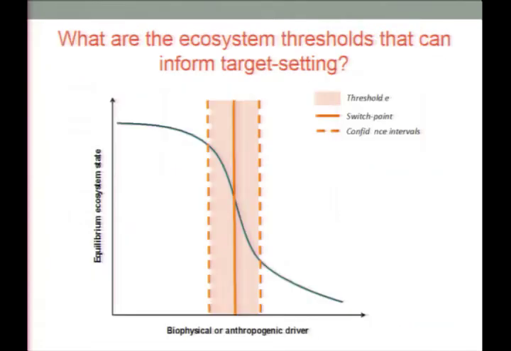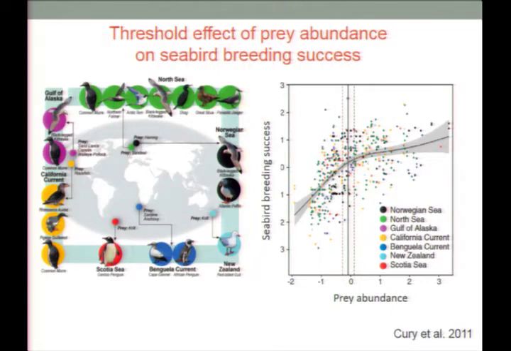As I mentioned, one of my interests and my colleagues' interests was then to quantify thresholds in these driver-response relationships and to see if we could come up with some general patterns of these thresholds. One example of this comes from a study from Philippe Cury et al., where these authors, based on a global meta-analysis, identified threshold effects of prey abundance on seabird breeding success.